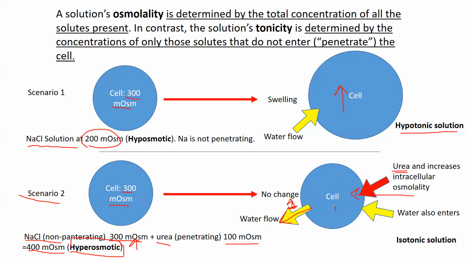So here we have an increase in the osmolality inside as urea enters. Along with it, water will move to the inside. And so in this case, the solution, although it is hyperosmotic, in terms of the tonicity is an isotonic solution because it did not change the volume of the cell. Okay, is this clear?